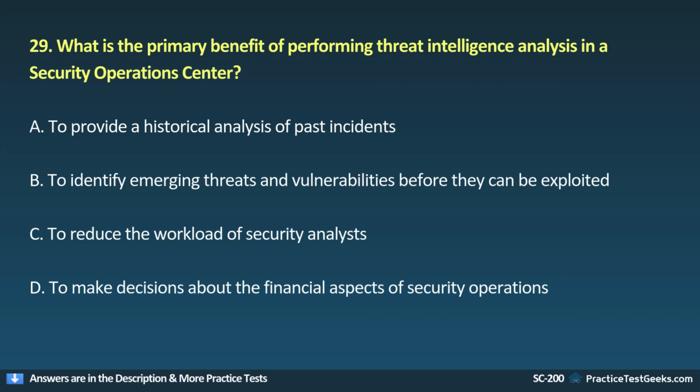29. What is the primary benefit of performing threat intelligence analysis in a security operations center? A. To provide a historical analysis of past incidents. B. To identify emerging threats and vulnerabilities before they can be exploited. C. To reduce the workload of security analysts. D. To make decisions about the financial aspects of security operations.